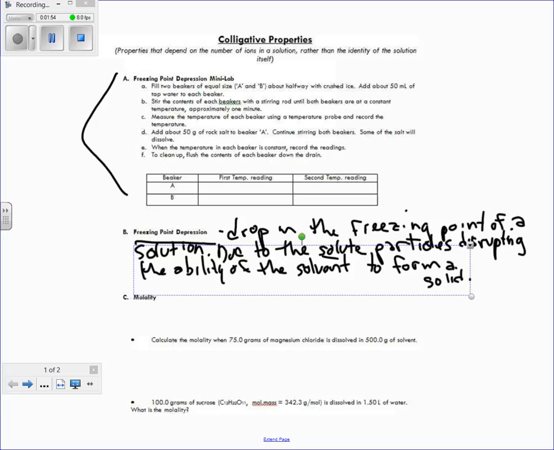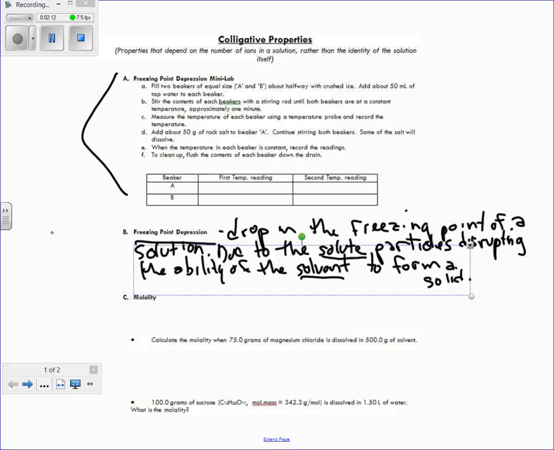So let's review. Solute, remember, is a solid dissolving into a solvent. So the solute is the thing that you mix in, and the solvent is the thing doing the dissolving. In almost every situation that we're going to look at, the solvent will be water.